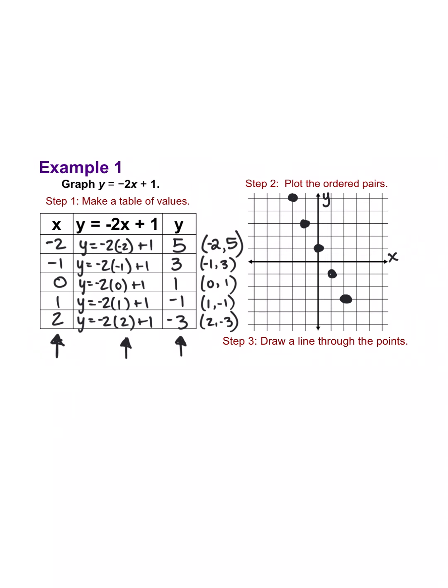Notice that they are in a straight line. I connect them with a line, draw a line through those points. Remember, our lines have arrows on the end, and that was our step 3 of drawing a line through the points, and that's how we graph a line from a table.